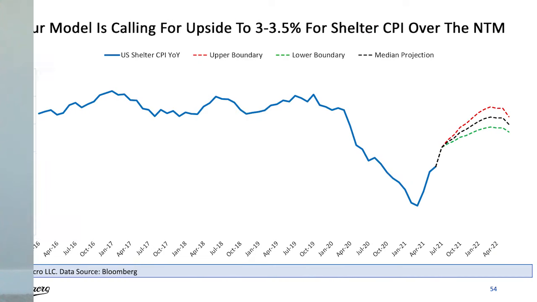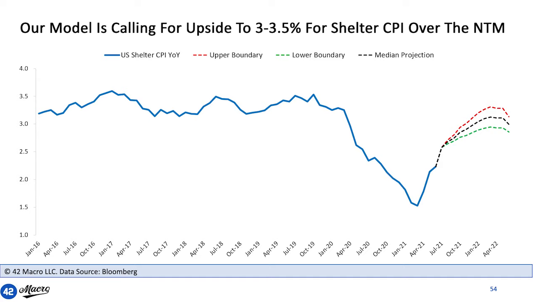Again, hard to get to the screws on that. I mean, if you want to get to the screws on that, on slide 54, our model is actually calling for upside to 3 to 3.5% for shelter CPI over the next 12 months. If you put a gun to my head, I would actually take the red line over the black line and the green line. Again, the red line is the upper boundary of the projections. The green line is the lower boundary.